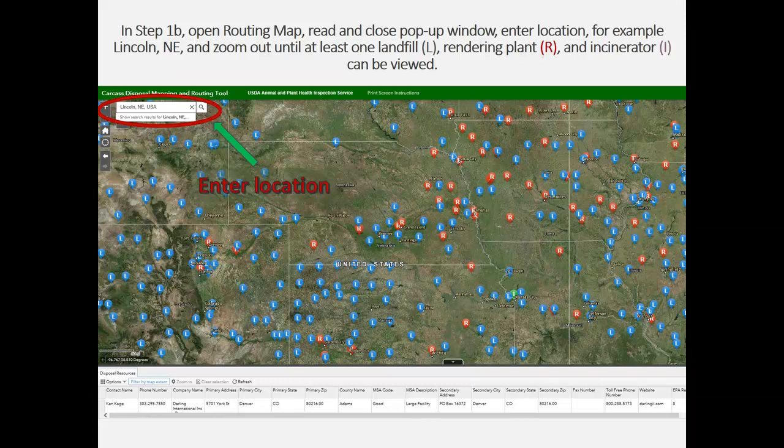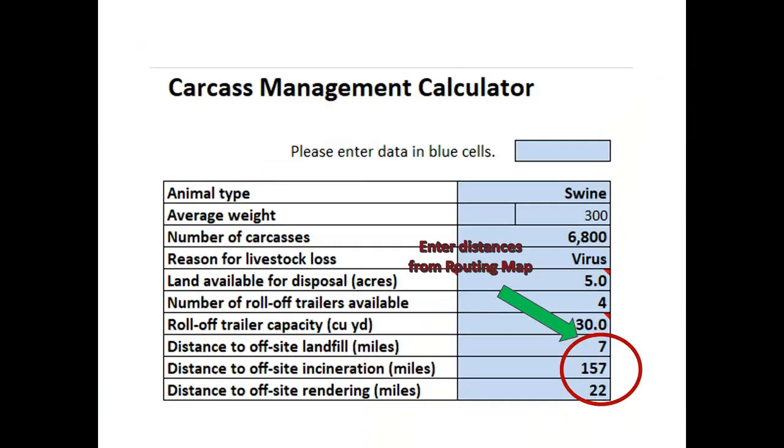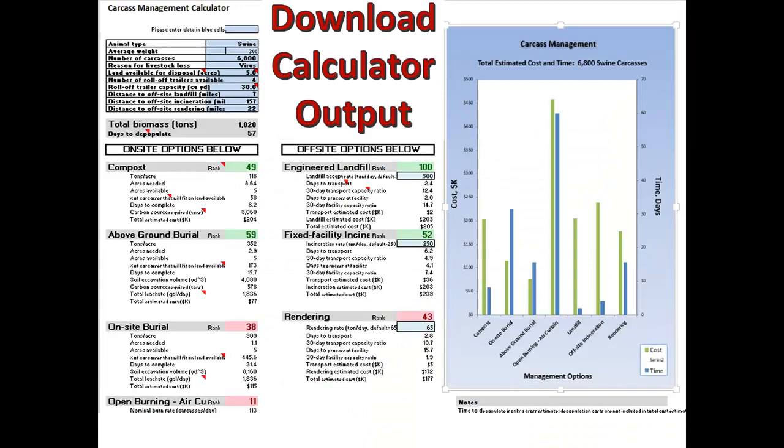But anyway, you enter your location, and I just randomly chose Lincoln, Nebraska. And it zooms in, and you want to adjust your zoom so you've got some facilities in there. And then you can drop a pin at the premises and another pin on the nearest landfill, and it will give you the distance. You want to note that distance because you're going to need to enter it back into the spreadsheet you just saved. You'll repeat that process for rendering and incineration. Enter it into the calculator, and it returns output.